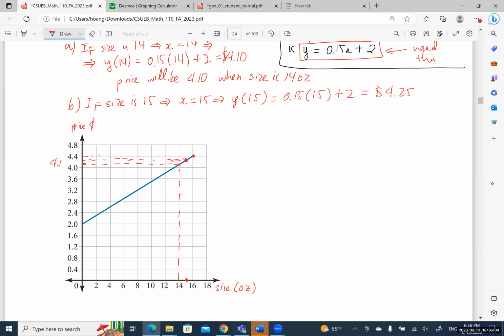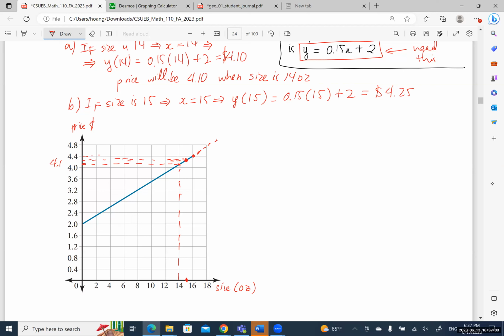You can actually go even further than that in the future. Let's say you make the size bigger, right? You can also use this graph to estimate the price, or the size, for missing information.